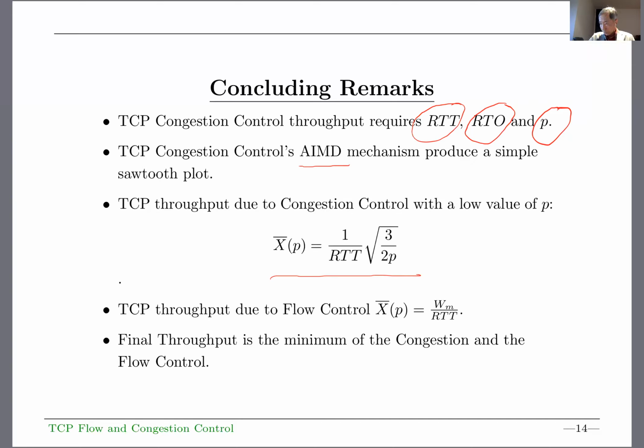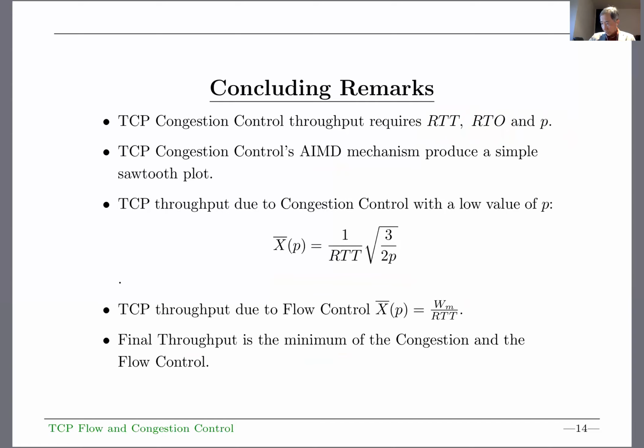Now, what about flow control? Flow control is quite simple. The advertised window size, which is assumed to be constant, is divided by RTT. So in one round trip time, you can only send out a maximum of WM due to flow control. And the final throughput is the minimum of either congestion control or flow control. So which one is smaller? If this is smaller, then you take this as the maximum throughput, as in the case of the example I showed you earlier today.